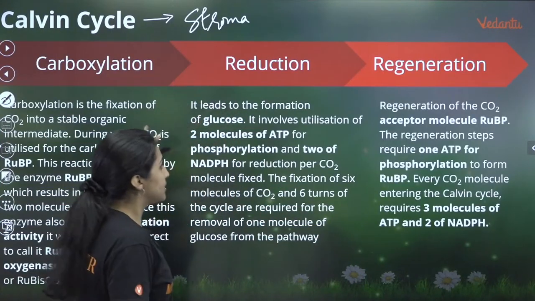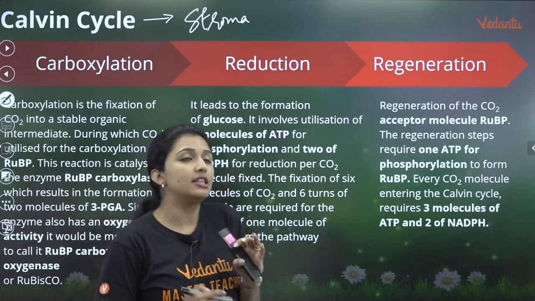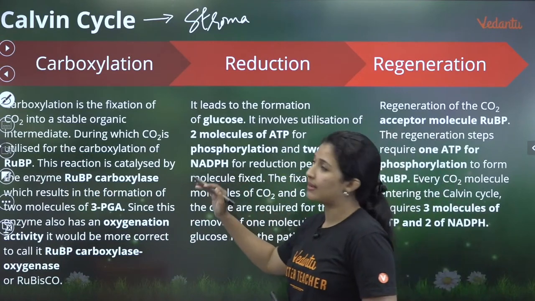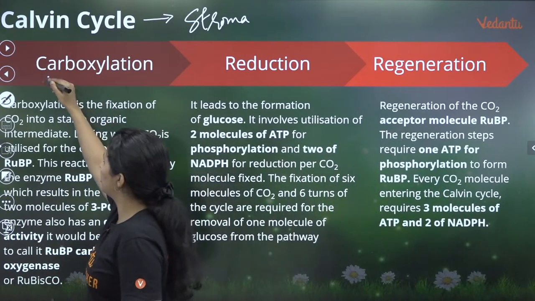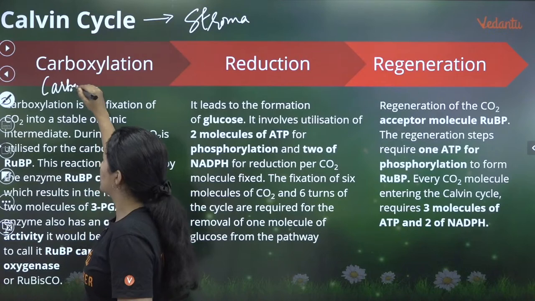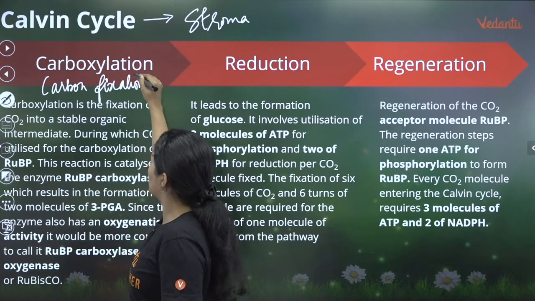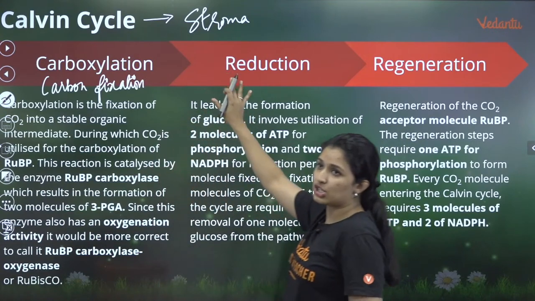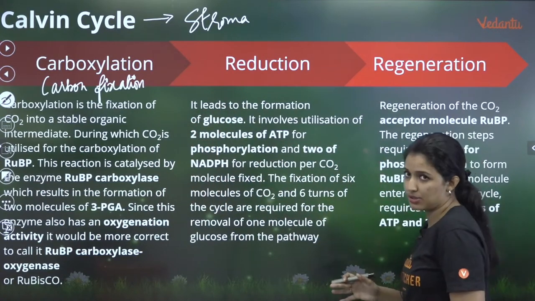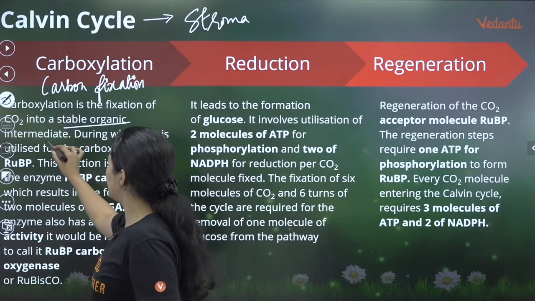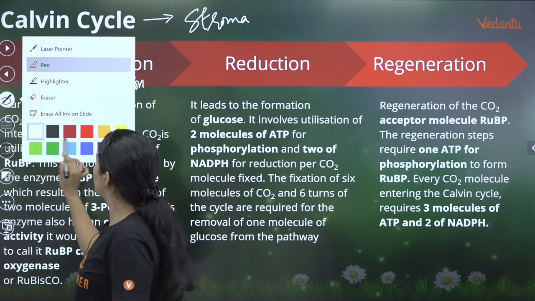So, this reaction, the dark reaction, happens in the stroma of the chloroplast. Carboxylation is there, that is carbon fixation. Then we have the reduction reaction and then the regeneration reaction. So, fixation of carbon dioxide into a stable organic intermediate, during which carbon dioxide is utilized.